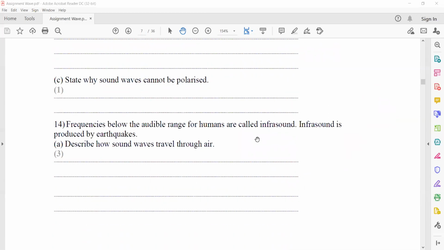State why sound waves cannot be polarized. Sound waves are longitudinal waves. In longitudinal waves, the direction of vibration is parallel to the wave direction, so that's why it cannot be polarized. It already has oscillation in one direction, and that direction is parallel to the wave.